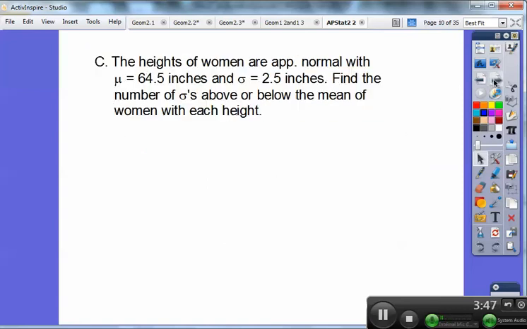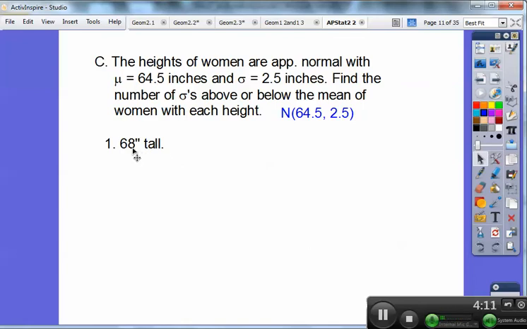All right, so let's try some of these. The heights of women are approximately normal with a mean height of 64.5 inches and a standard deviation of 2.5 inches. Find the number of standard deviations above or below the mean of women with each height. So here we go, 68 inches tall. Notice it's normal, 64.5 and 2.5. We have to find the z-score of this.